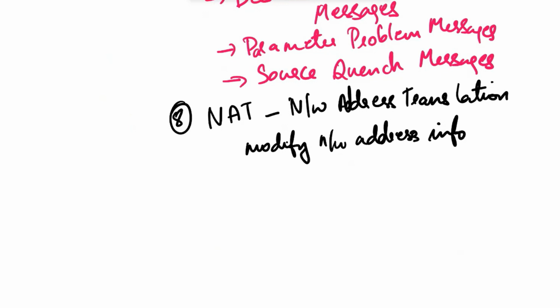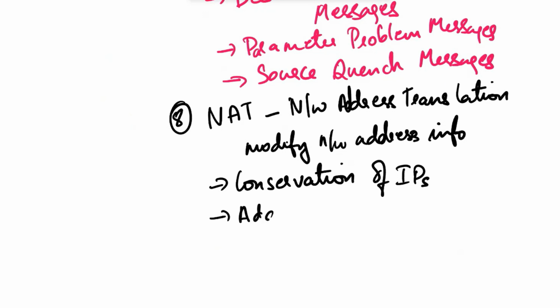Let's see some of them. First is conservation of IP addresses. NAT allows multiple devices within a private network to share a single public address when communicating with external networks like the internet. This conserves the limited pool of public IP addresses, which are a finite and valuable resource.